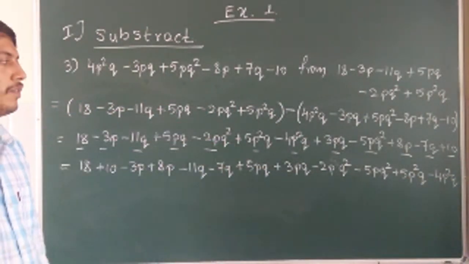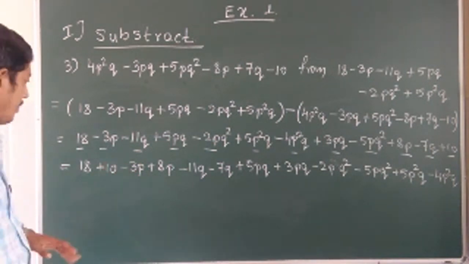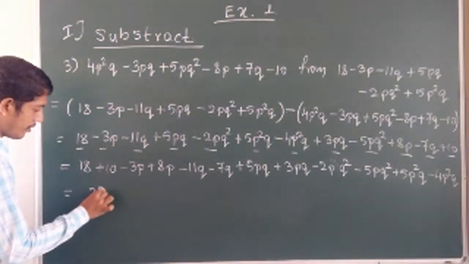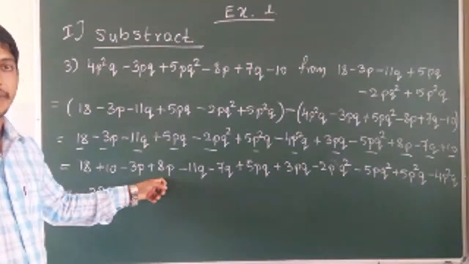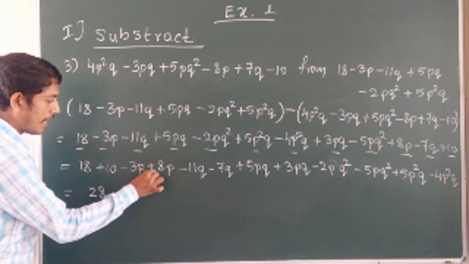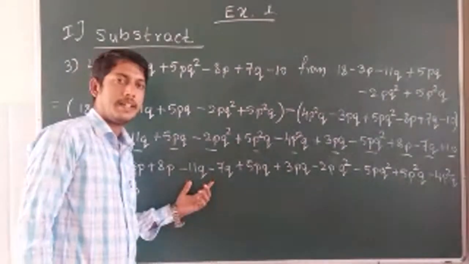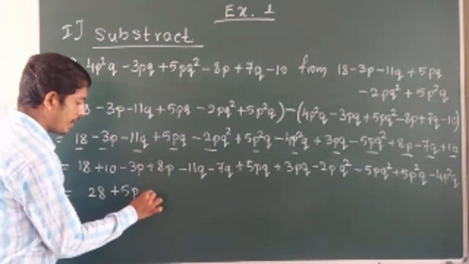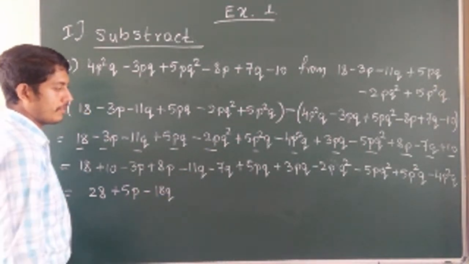So now we rearrange all the terms. Now we will add or subtract the like terms. 18 plus 10 becomes 28. Then minus 3p plus 8p, they have different signs, so we subtract. It becomes 5p, and the sign of the highest term is plus. Then both are negative like terms, therefore we add along with the same sign. The sign is negative. 11 plus 7 becomes 18q.